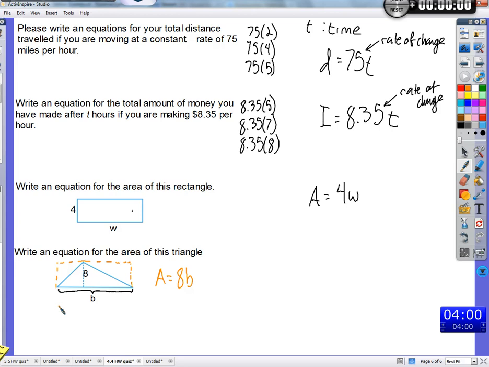So the area of a triangle in general is 1/2 base times height. Okay. For us, what we have, base is b and the height is 8, that's a given. Can we shorten this up a little bit? Put it together somehow?